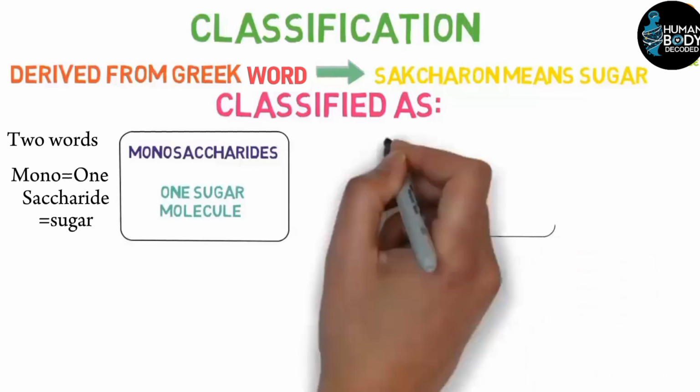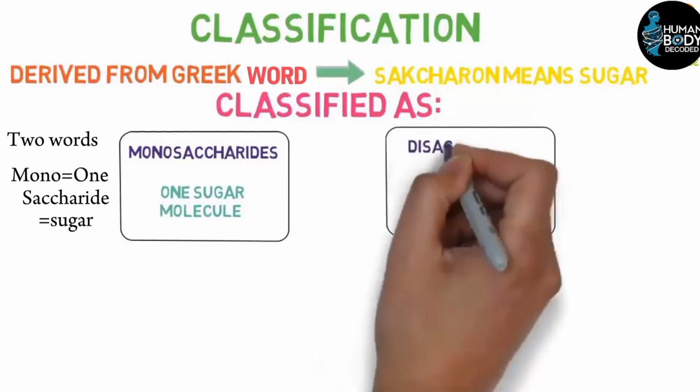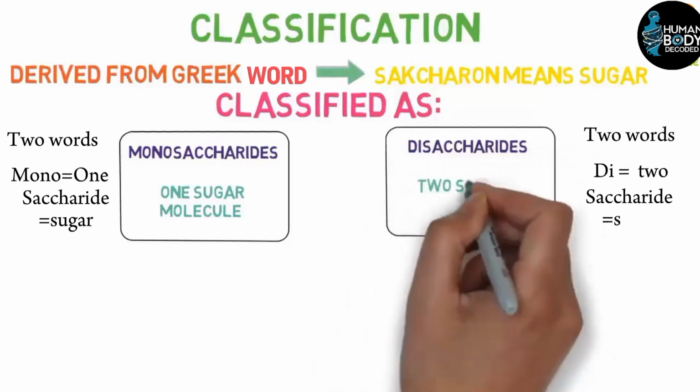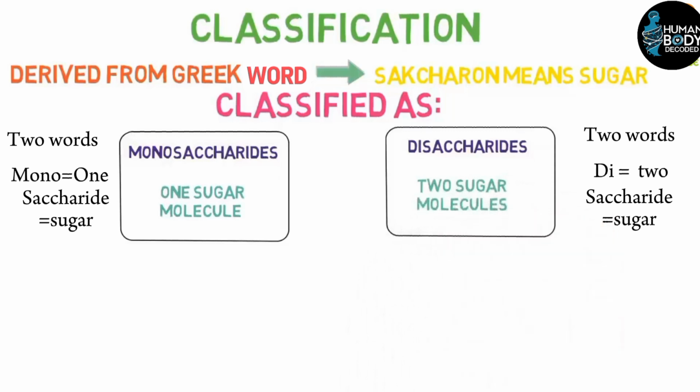Now, let's move on to the second classification, disaccharide. It is also made up of 2 words. Di means 2 and saccharide means sugar, which means 2 sugar molecules. When 2 monosaccharides combine, we get a disaccharide.